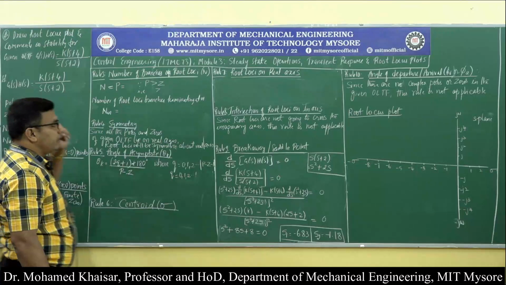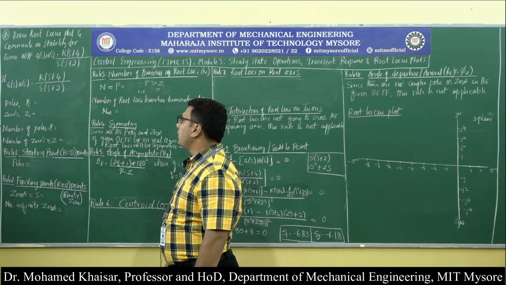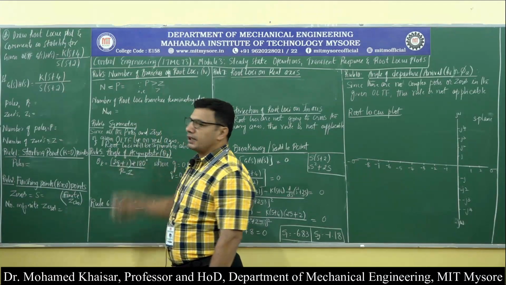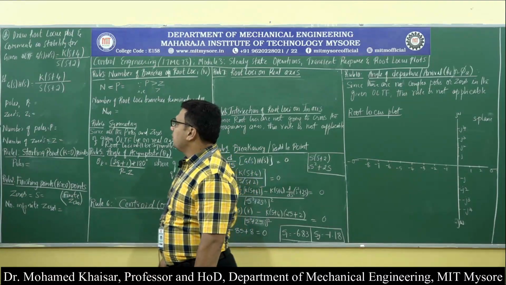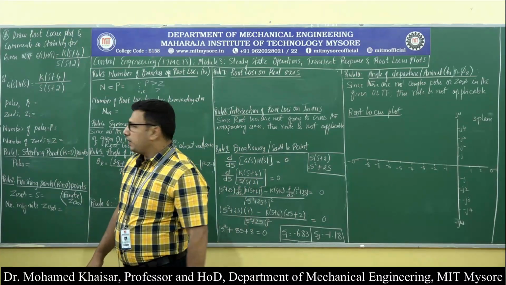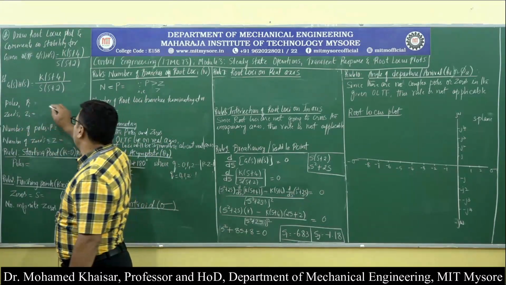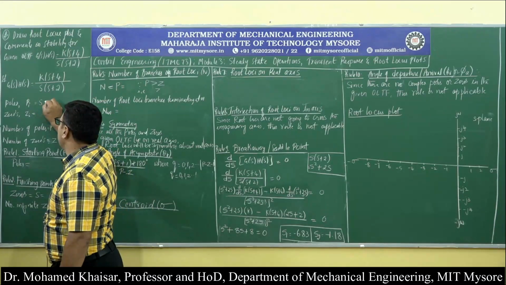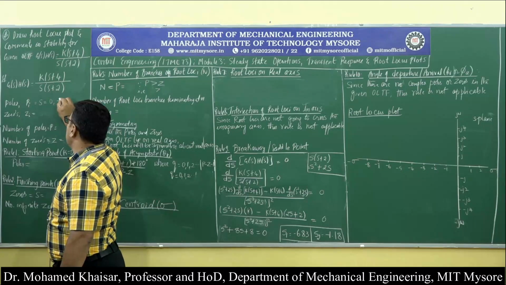What is asked here in this problem number 3 is to draw the root locus plot and comment on stability for the given open loop transfer function k into s plus 4 divided by s into s plus 2. Now, the procedure remains the same. What we will do first is we will write the poles, right? Poles are nothing but the denominator factors. Poles are, that is s is equal to 0 and s is equal to minus 2.